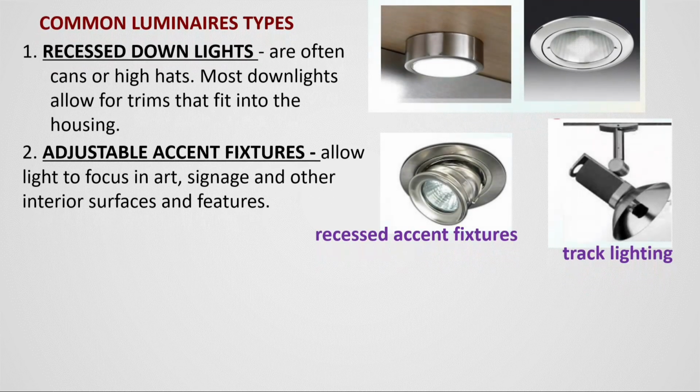Luminaires. In luminaires, there are common types. First is recessed downlights. They are often called cans or high hats. Most downlights allow for trims that fit into the housing. Used in a wide range of residential and commercial applications, such as in lobbies, halls, and other finished spaces. Recessed downlights are generally inexpensive, very popular, and good for task lighting.